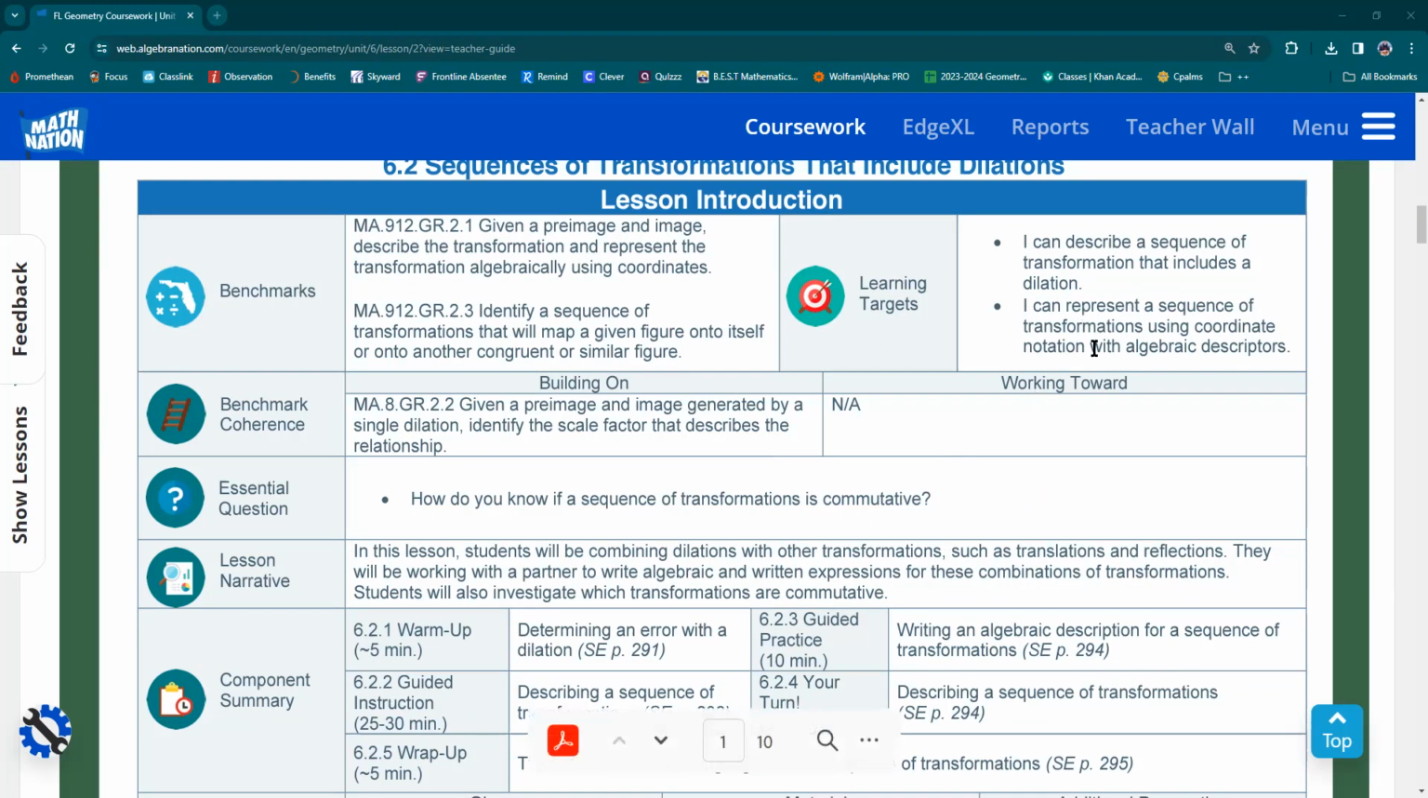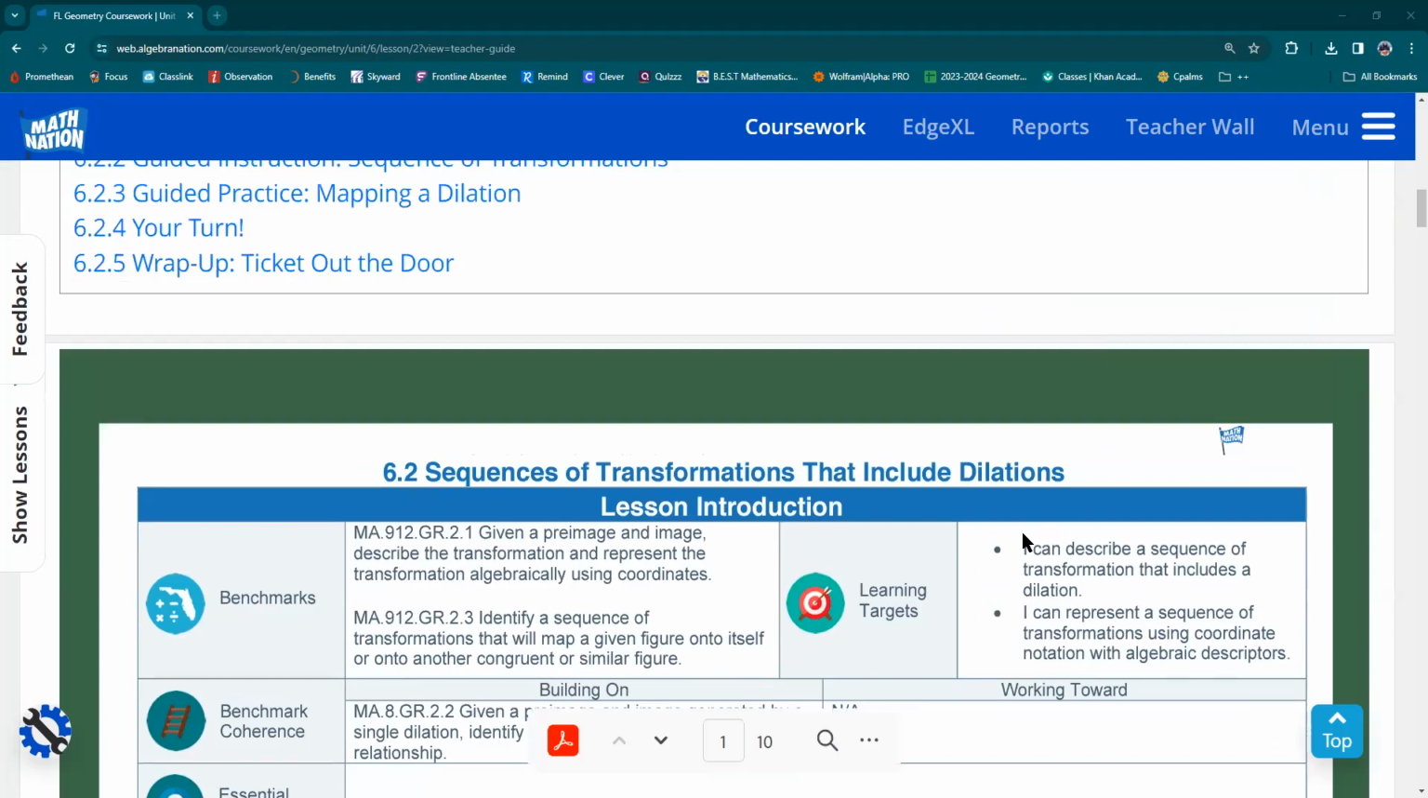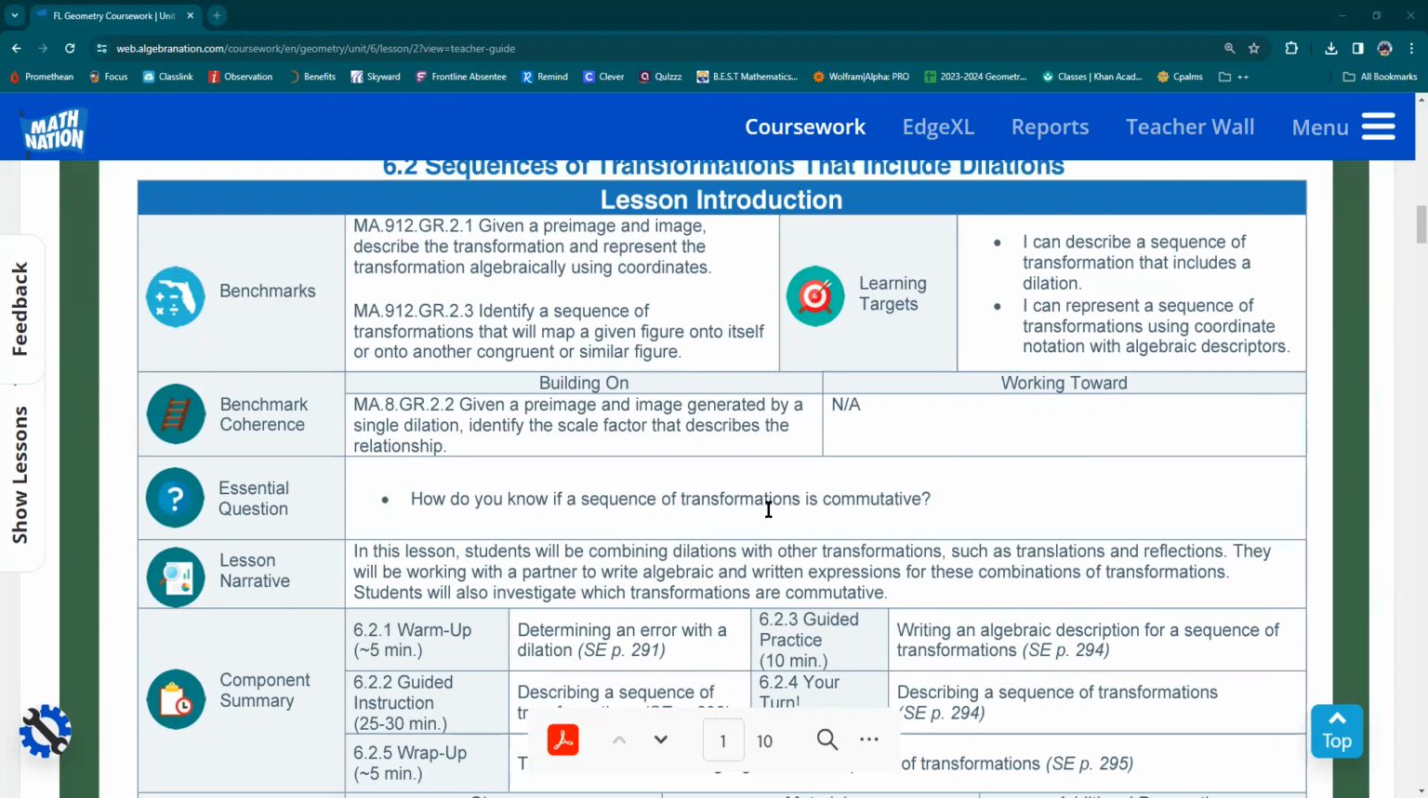And we'll be applying it to transformations. So our goal today is to describe the sequence of transformations that include dilations. We'll actually be showing you those, and then a repeated sequence of transformations using coordinate notation using algebraic descriptions. The biggest thing here is I want you guys to learn what it means if a transformation is commutative, right? That means you can do the transformations in either order and you still end up with the figures in the same spot. The vertices are all in the same spot and everything.